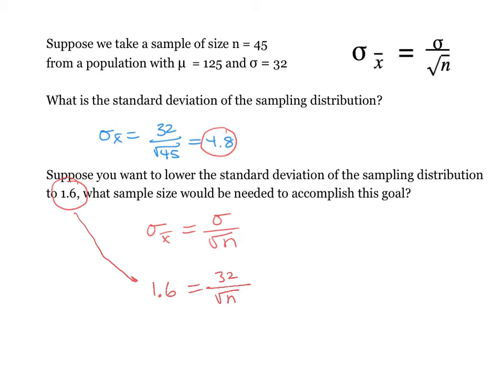So my first move will be multiply both sides by the square root of n to get it in the numerator. Okay, and that cancels out with that. Then I'm going to divide both sides by 1.6. So I've got the square root of n is going to equal 32 divided by 1.6. So I'll take 32 divided by 1.6, and I get 20.